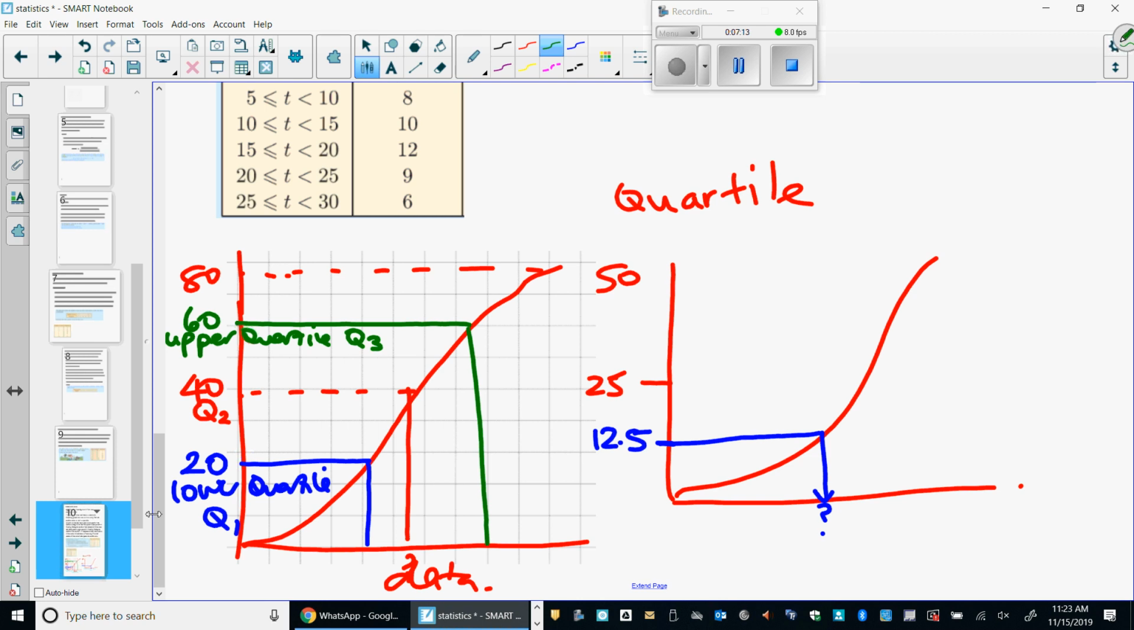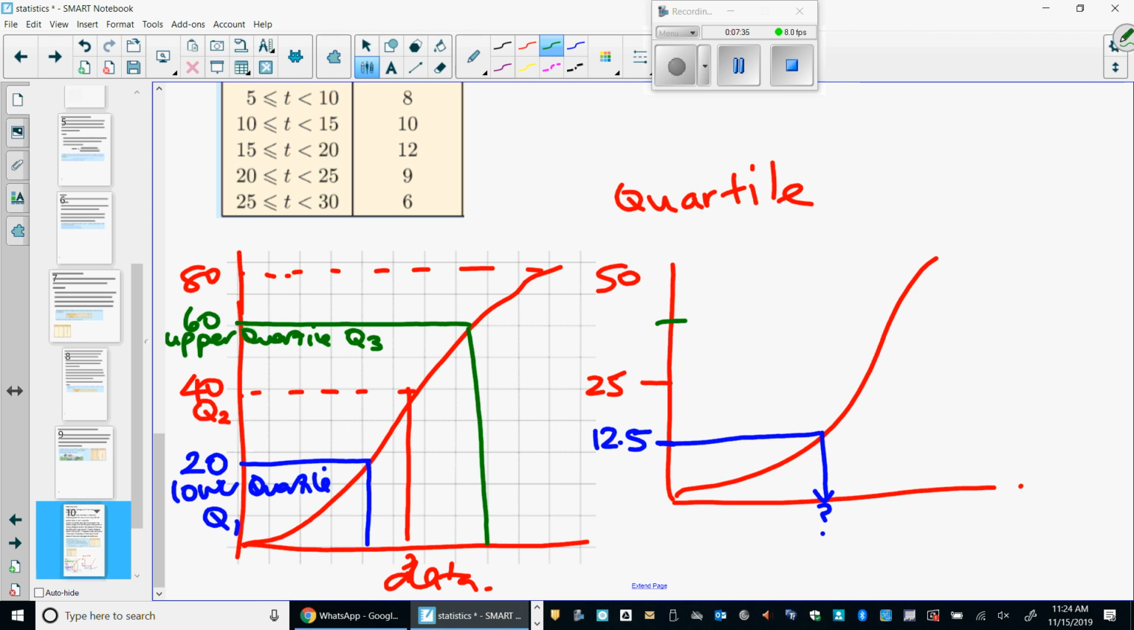Okay, so this one's at 12.5. So then where would the other one be? Where would the upper quartile be for this data? What do we have, 50? Not half of 50, because that's 25, remember? So we're talking about halfway between 25 and 50.